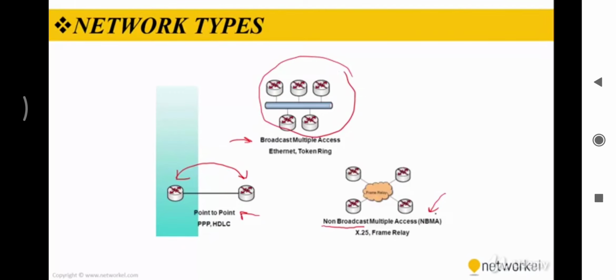And NBMA is the last thing that we're going to focus on. NBMA can connect many routers, but it does not have broadcast capability. If the sender wants to send a packet to all routers, it has to send individual packet copies. Frame relay and X.25 are examples of non-broadcast multiple access.